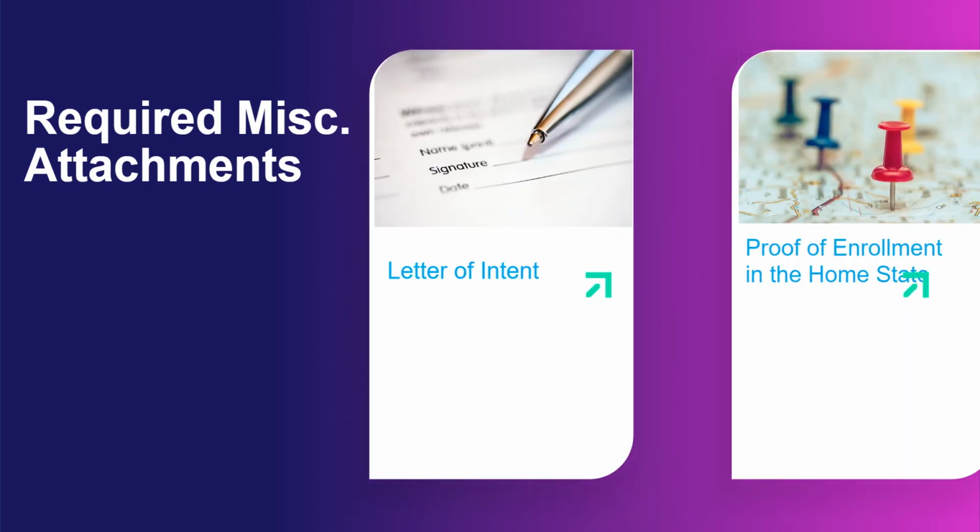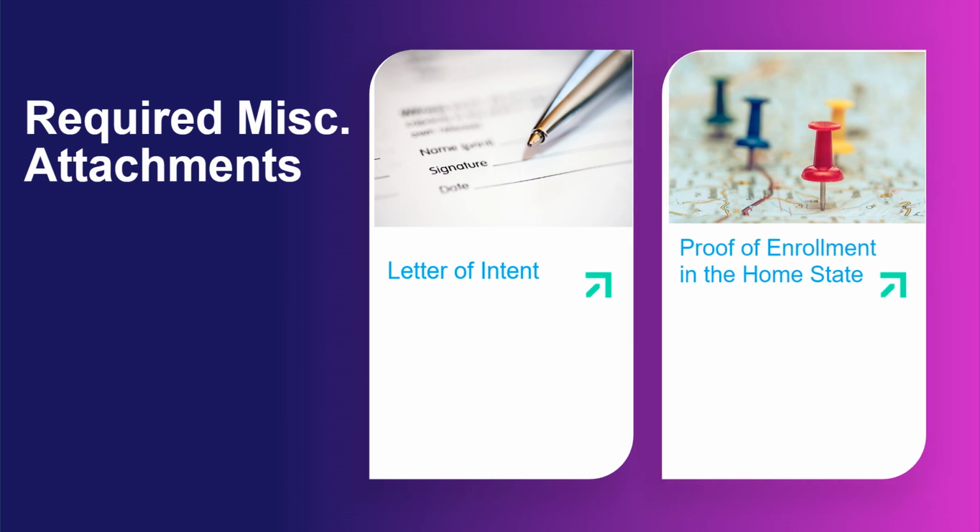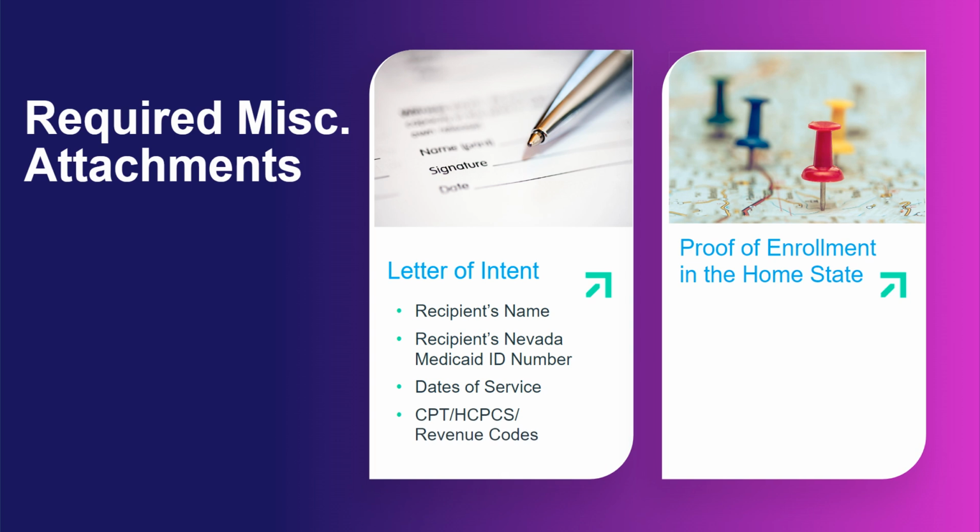Another unique component when enrolling as an urgent/emergency provider is the necessary documentation. There are 2 required documents, a letter of intent and a proof of enrollment in the home state. For each form, there are necessary components to include. A letter of intent must include the recipient's name, recipient's Nevada Medicaid ID number, dates of service, and services that were rendered. A proof of enrollment in the home state must show the rendering provider's name, National Provider Identifier, or NPI, and the state they are enrolled in.